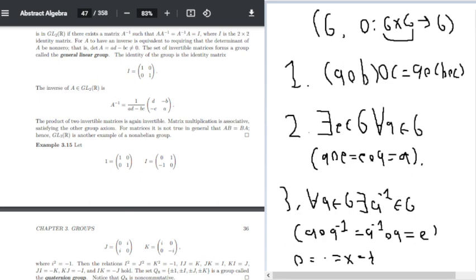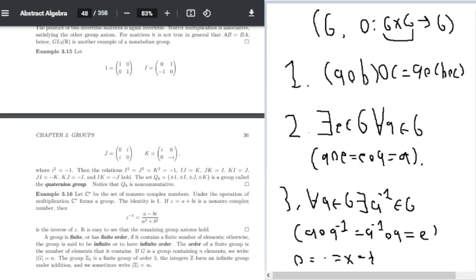The product of two invertible matrices is again invertible. Matrix multiplication is associative, satisfying the other group axiom. For matrices, it is not true in general that AB is equal to BA. Hence, GL2 of R is another example of a non-abelian group. This is going to be a fun group.